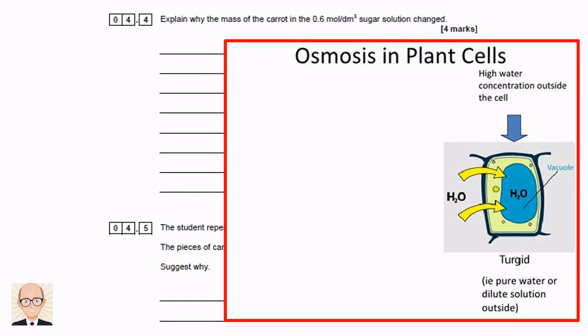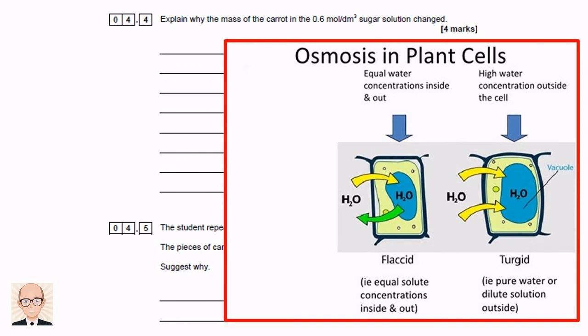The water concentration is higher outside the cell than inside, so water moves into the cell. In fact, so much water moves into the cell that the cell swells. The cell becomes turgid. This cell has been placed into a solution which is equal in concentration to that of the cell's vacuole. The cell and the solution are isotonic.